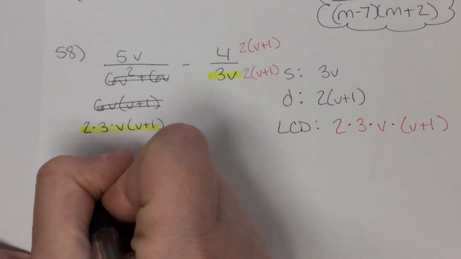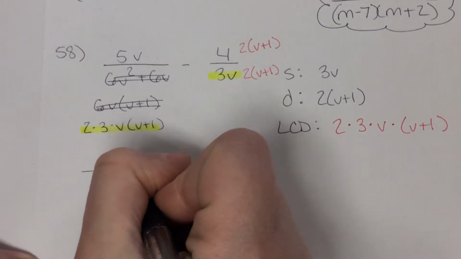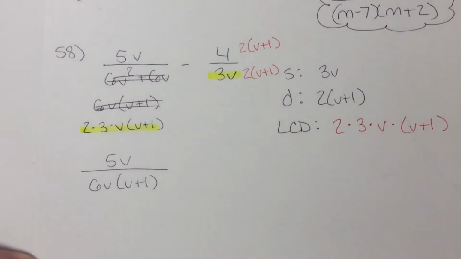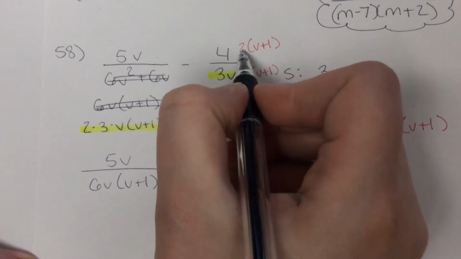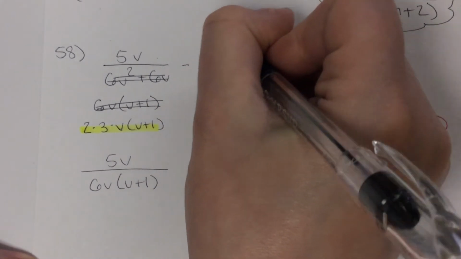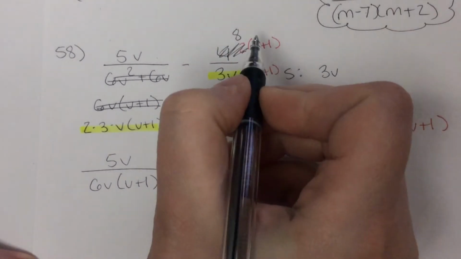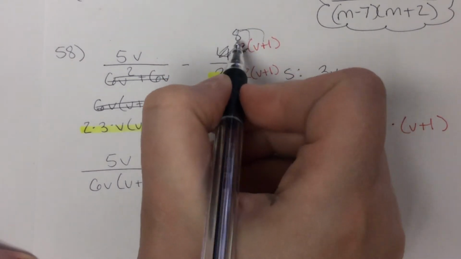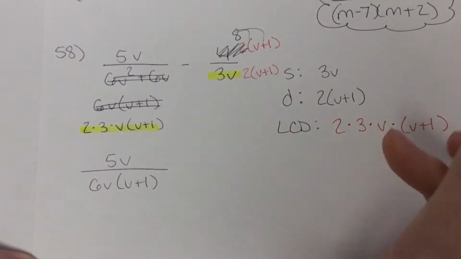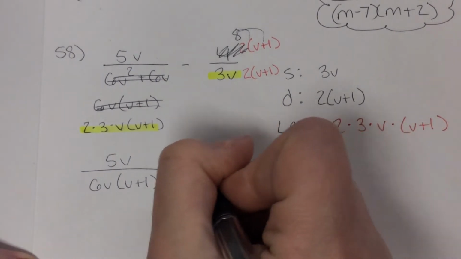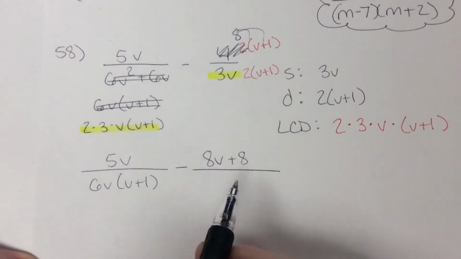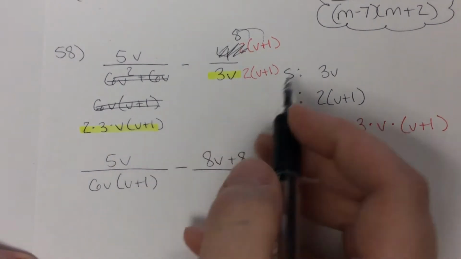5v over 6v, v plus 1. Over here, let's distribute. We've got 4 times 2 is going to make an 8. So I'm going to change this to an 8, and then I'm going to distribute. So this should be 8v plus 8, 8 times 1. Okay, divided by, same denominator. That's the whole point of doing this.